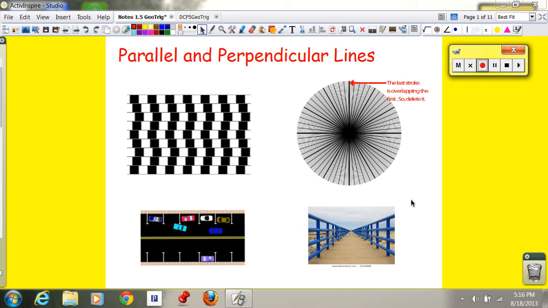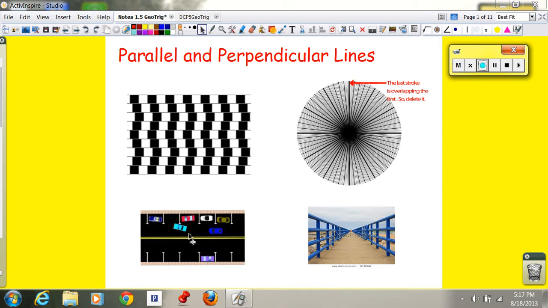Hey guys, this is just part one of our parallel and perpendicular line notes. Parallel and perpendicular lines we see throughout the world, all over the place, of course. These are just a few examples. This one's kind of a cool example, and I don't know if you realize, but the line here and the line here are parallel, even though they may not look like it with the way the shape is. It makes the lines look like they're not parallel, but they are.